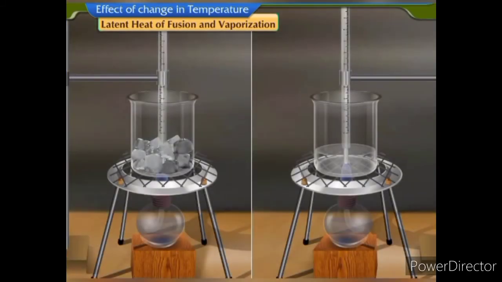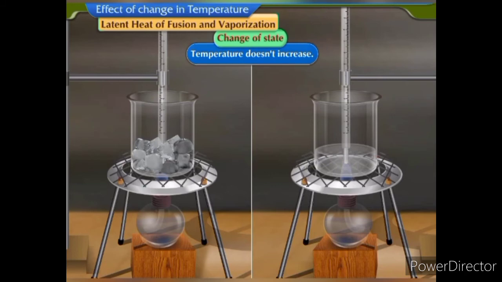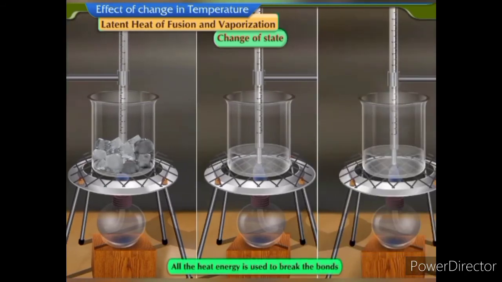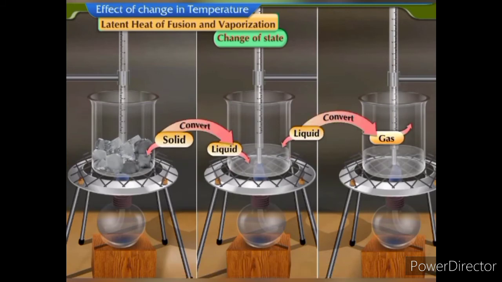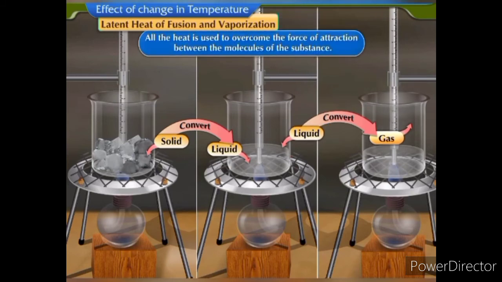We have seen that when there is a change of state, the substance absorbs heat, but its temperature doesn't increase. All the heat energy is used to break the bonds and convert solid into liquid or liquid into gas. All the heat is used to overcome the force of attraction between the molecules of the substance. This heat is called latent heat.